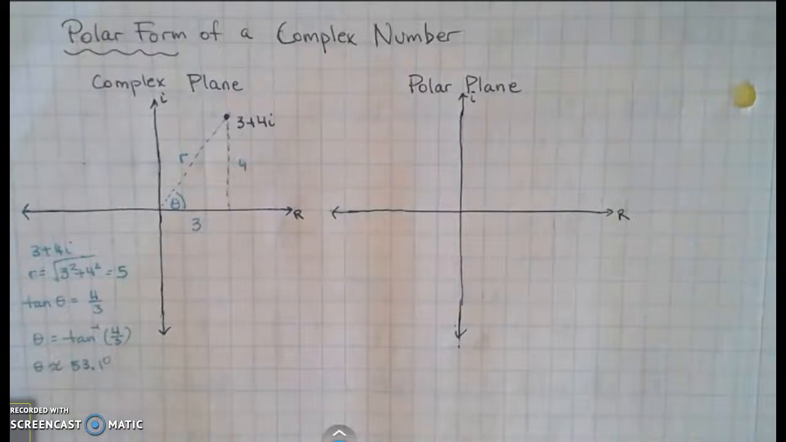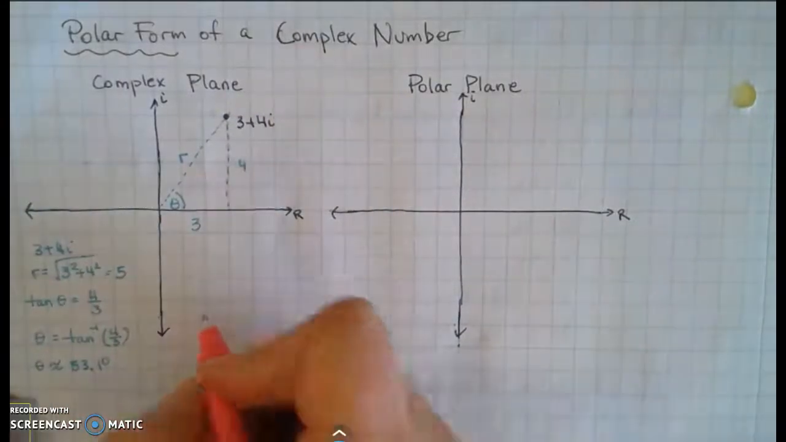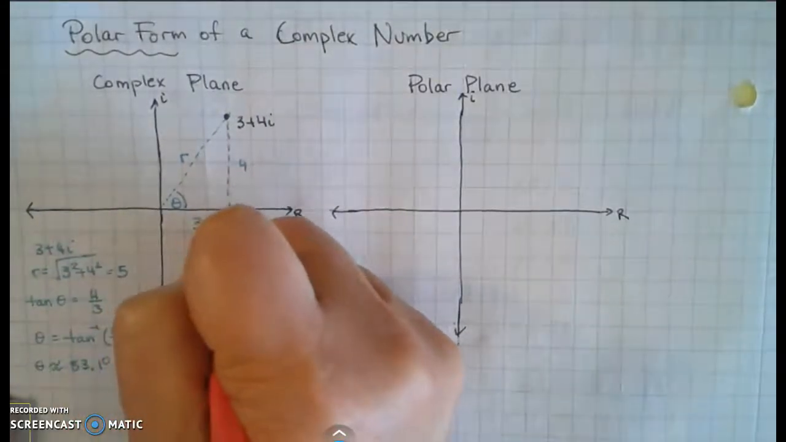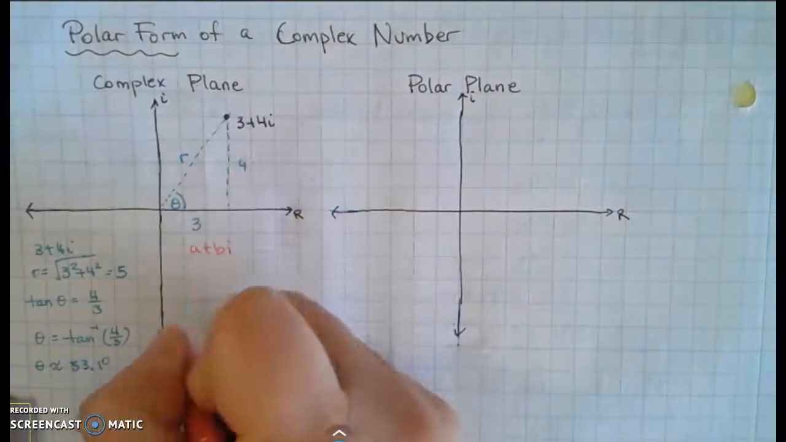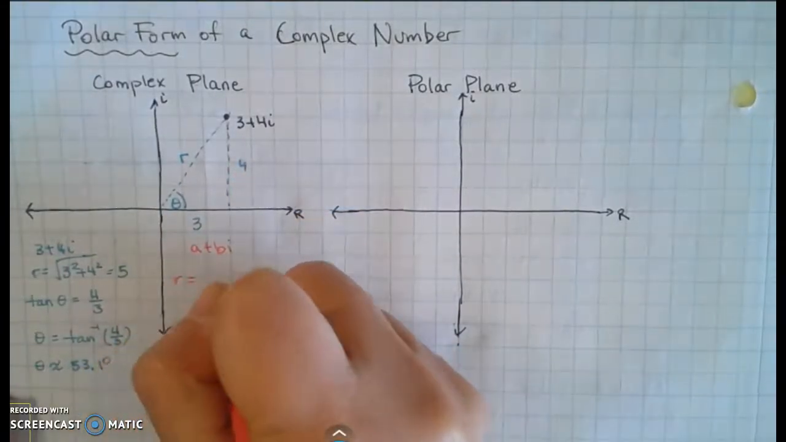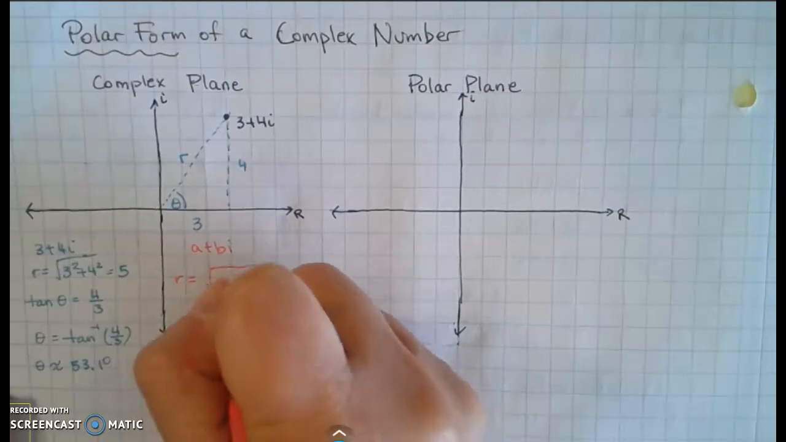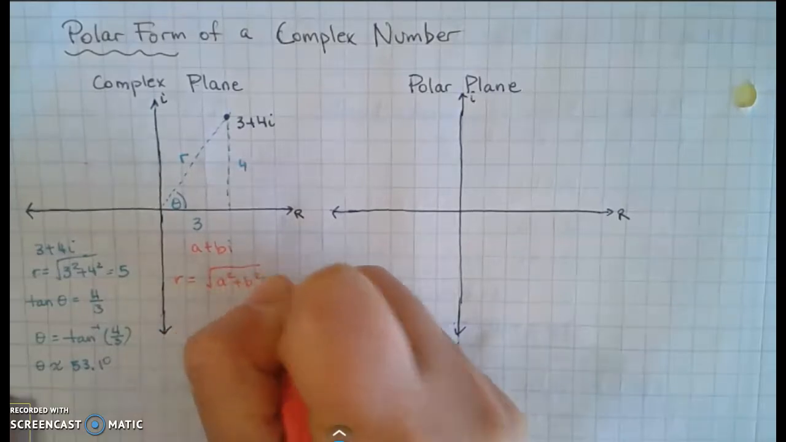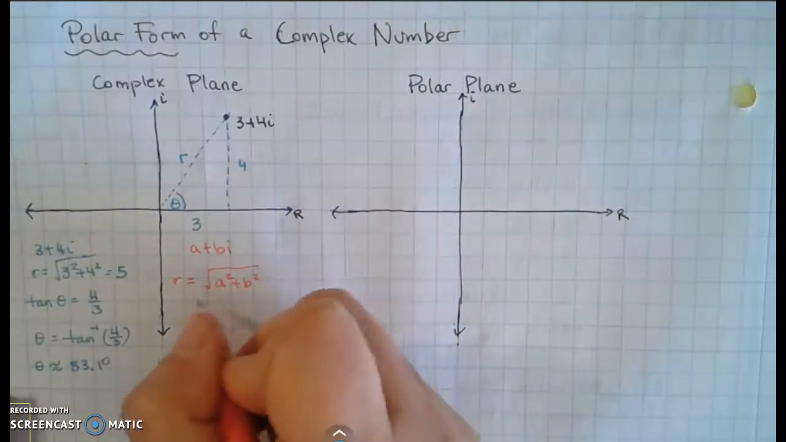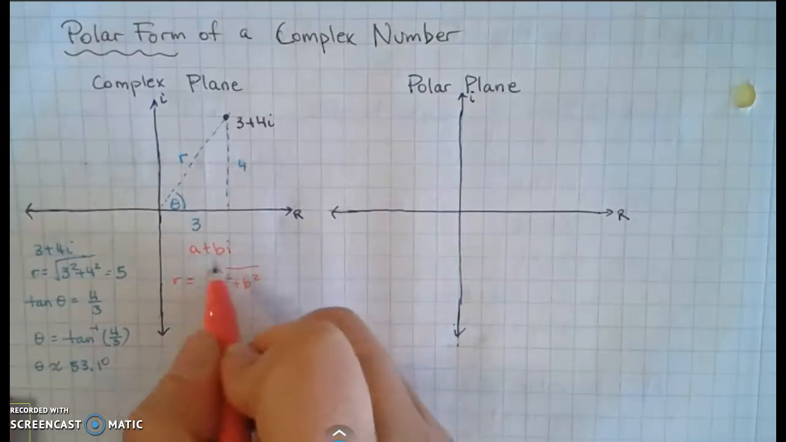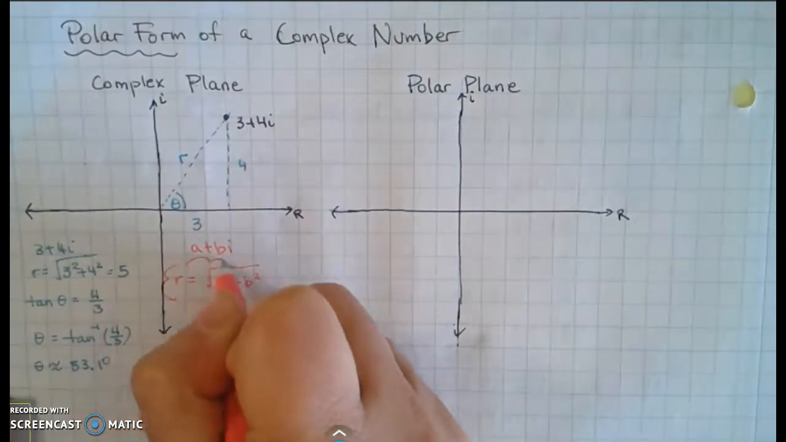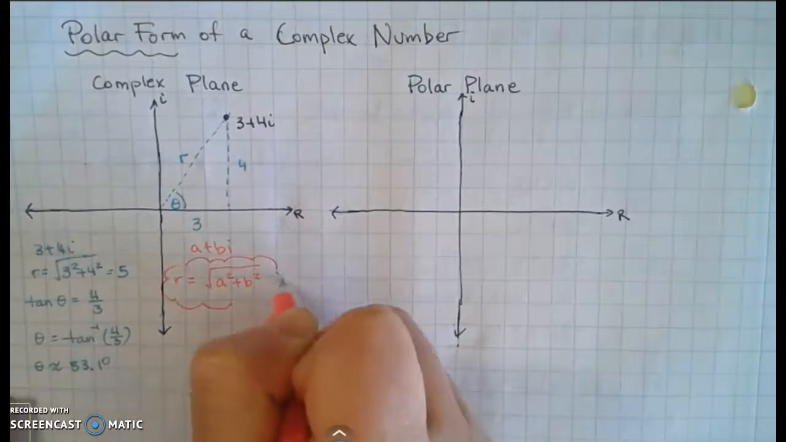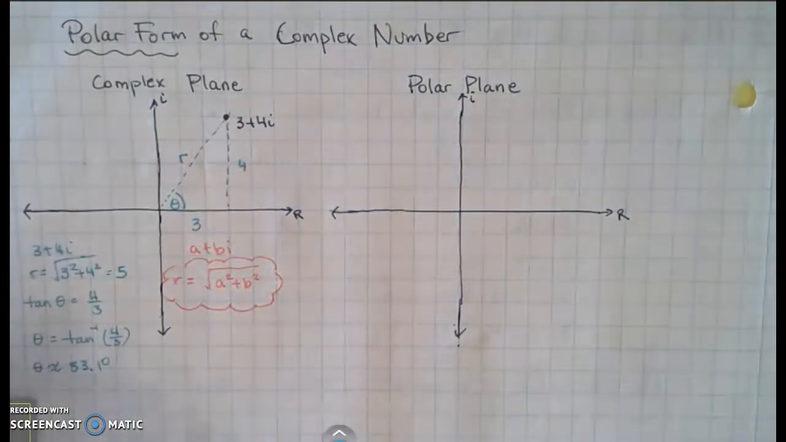Now, if I have it more generalized, say a plus bi as my complex number, then r is just going to be the square root of a squared plus b squared, which is the same as the absolute value of this complex number. So that is something that's going to be helpful.